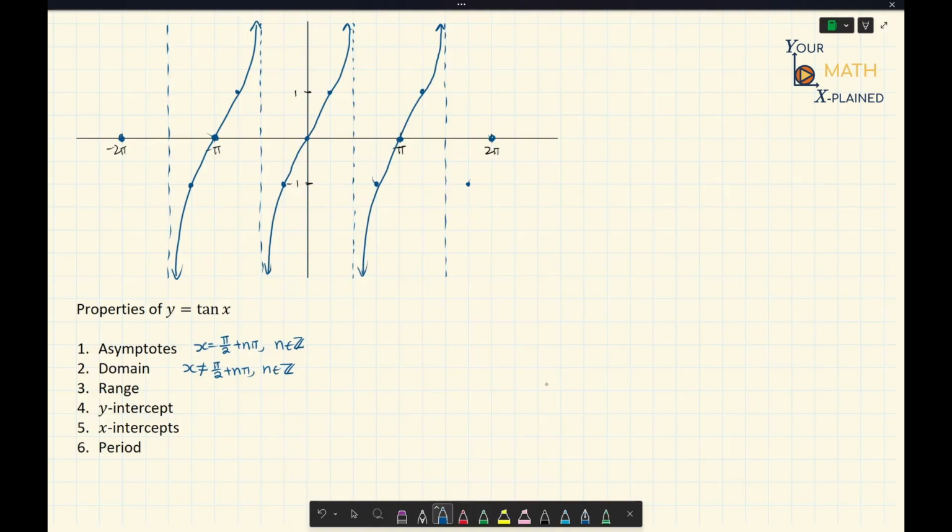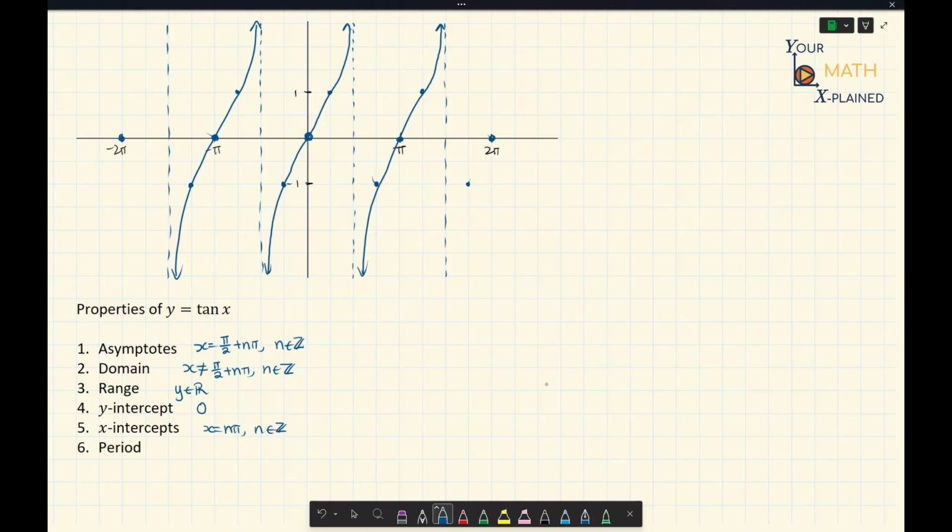Our range here, we can see that y can take on any value because look in between two asymptotes, we can see that it stretches all the way to infinity and -infinity. So our range here is going to be y is an element of all real numbers. Our y-intercept happens right at the origin, so that's 0. Our x-intercepts happen at every multiple of pi. So that's going to be x is equal to n pi, where n is an element of integers.